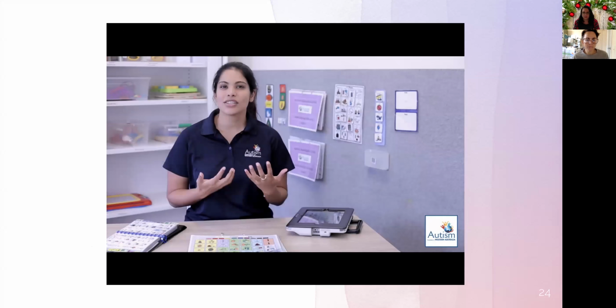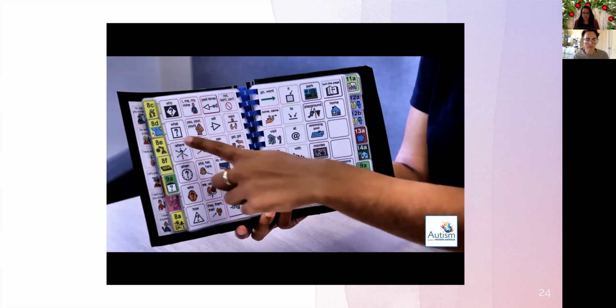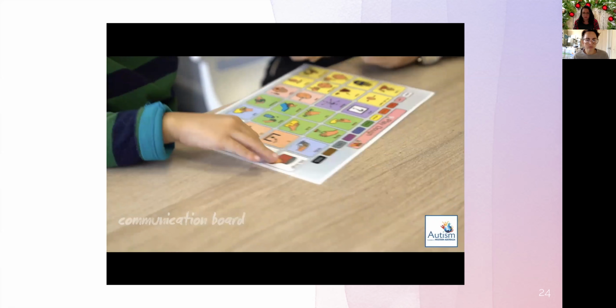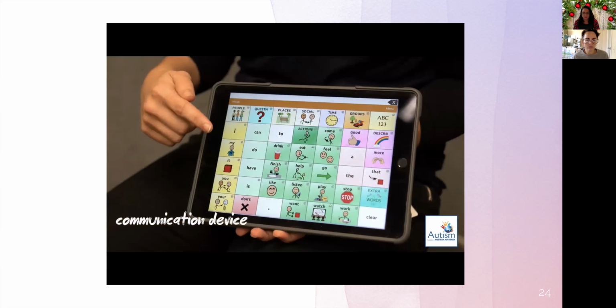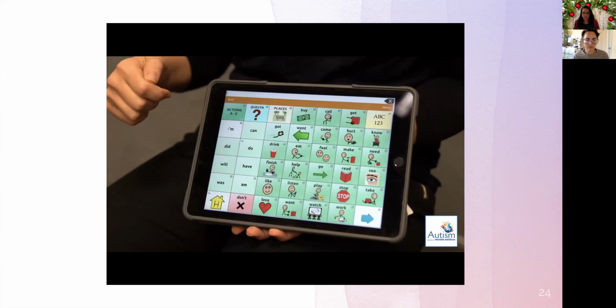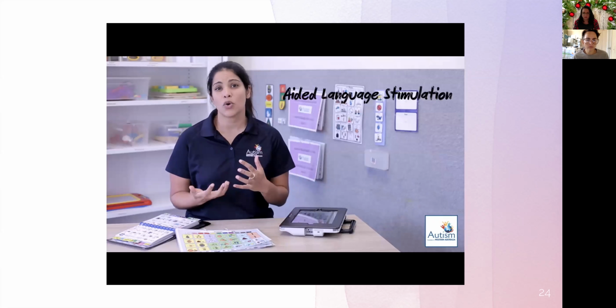For a child to learn to use AAC, like a communication book, a communication board, or perhaps a device, they need to see people around them using their AAC strategy. This is when we use a strategy called aided language stimulation, or ALS.